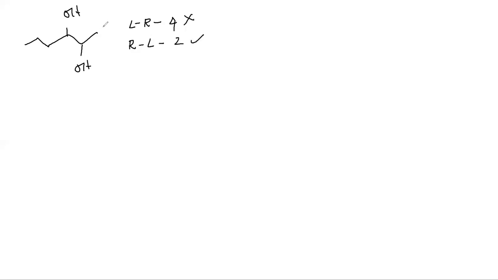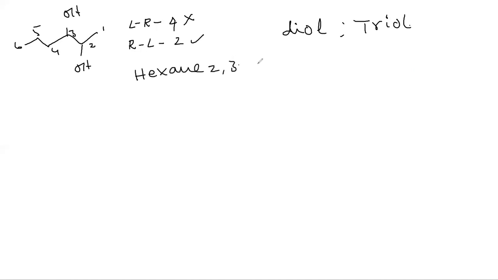So that's why I'm giving the numbering from here 1 2 3 4 5 6. And here I have 2 hydroxy groups. Then whenever I have 2 hydroxy groups, we have to use diol. If you have 3, we have to use triol, like that. So how many carbons do we have in the parent chain? We have 6 carbons in the parent chain. So then we can name it as hexane-2,3-diol. Okay.